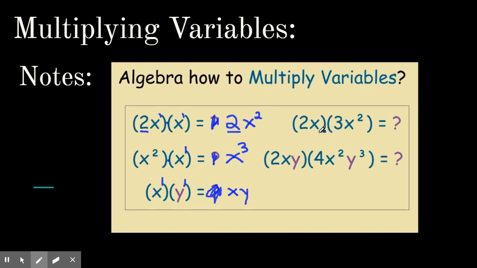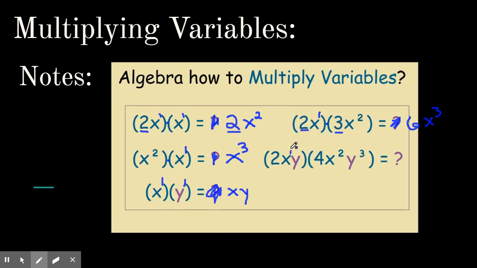Now this one over here, because we have two coefficients, right? The number in front of the variable is a coefficient. This is 2 times 3, we're still multiplying, becomes 6. And then we have x to the first power times x to the second becomes x to the third. The only difference between this problem and the previous one is the coefficients in front.